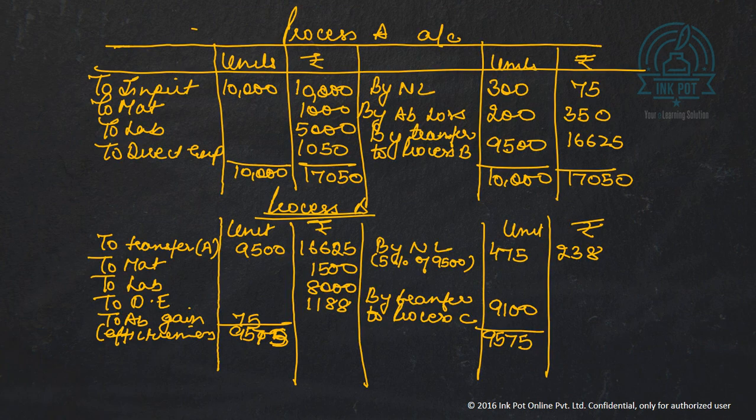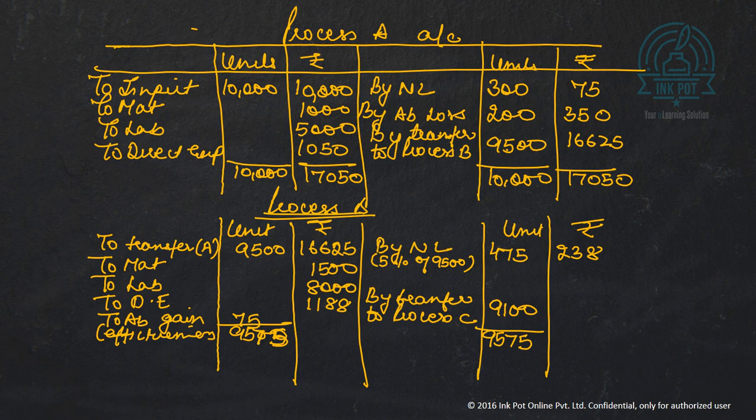So working notes again. So how much was the value? Let me check. Now the total is 16625 plus 1500 plus 8000 plus 1188. When you add all this, you will get 27075, right?